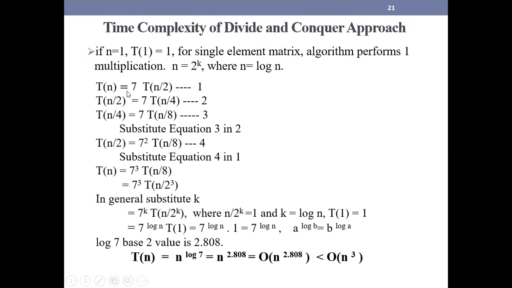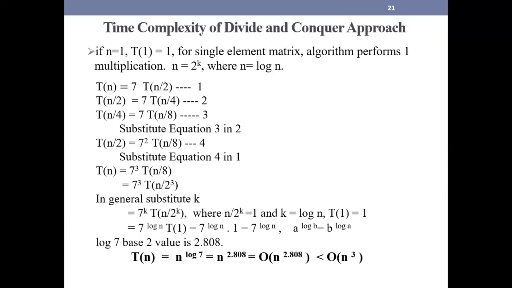So T of n is equal to 7 T of n by 2, the first equation. And T of n by 2 equal to 7 into T of n by 4 is the second equation. Again, if n by 2 is input, 7 into T of n by 4. So the next recursive call, and in the third recursive call, n by 4 is input, so 7 into T of n by 8. This process is repeated till we have a single element.